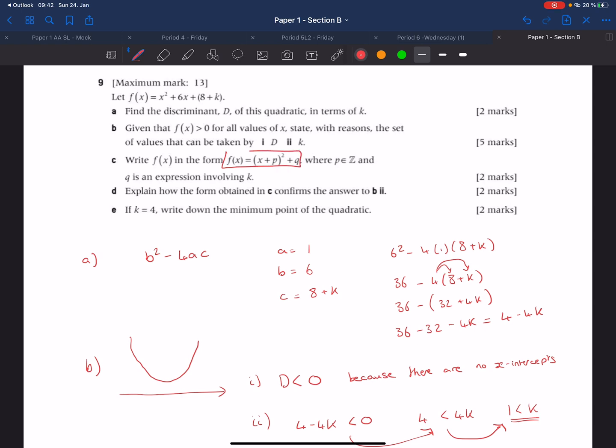This is our completed squared form. It's also called the vertex form. And the vertex on any quadratic is its maximum or minimum point. And what we know is with the vertex form, this value here, if we take the opposite of it, so minus p will give us the x coordinate of the vertex. And q, we don't need to swap the sign on that one. Q is our y coordinate of the vertex.